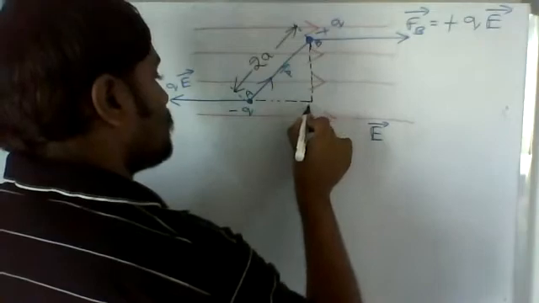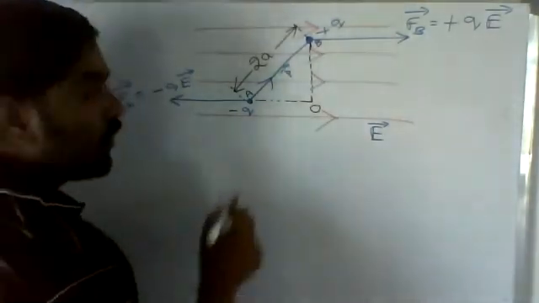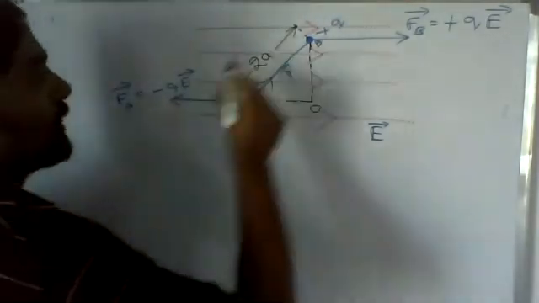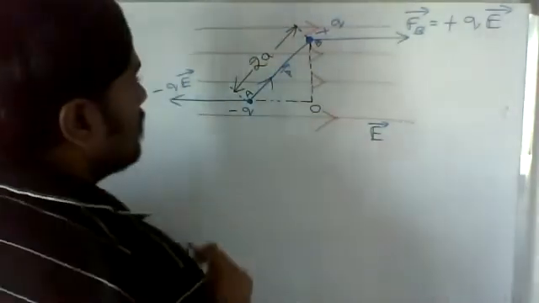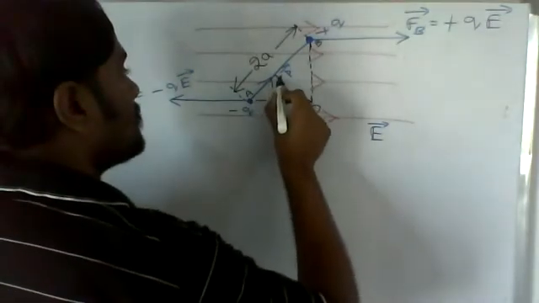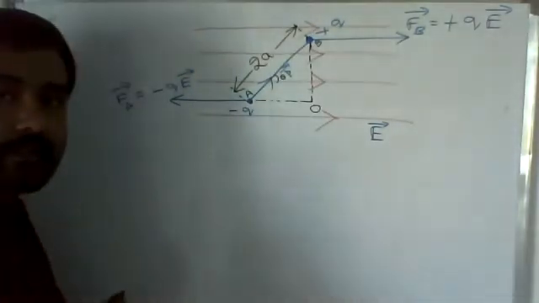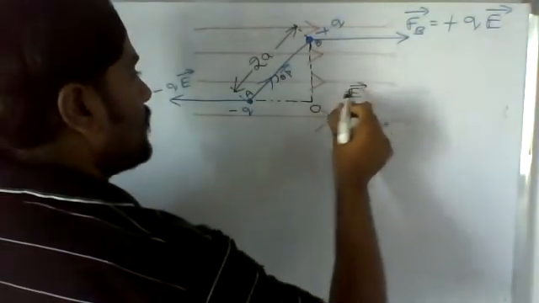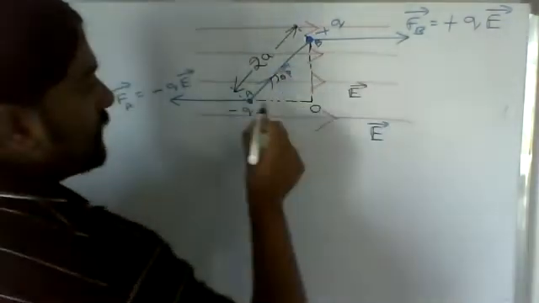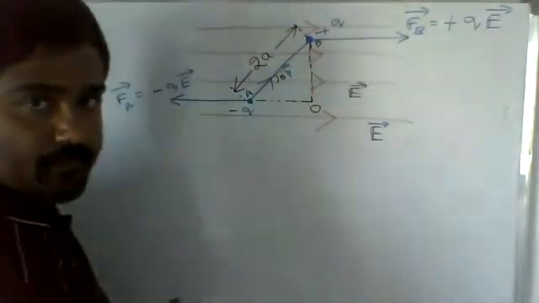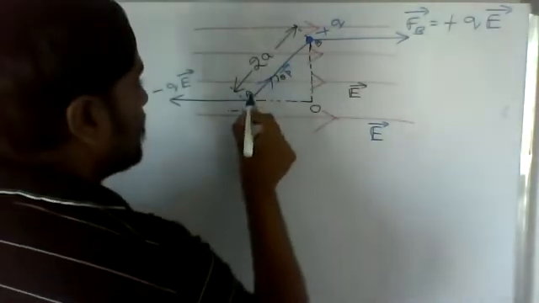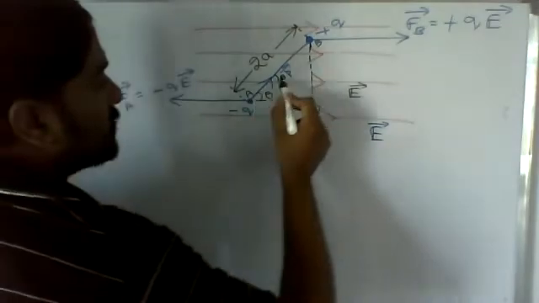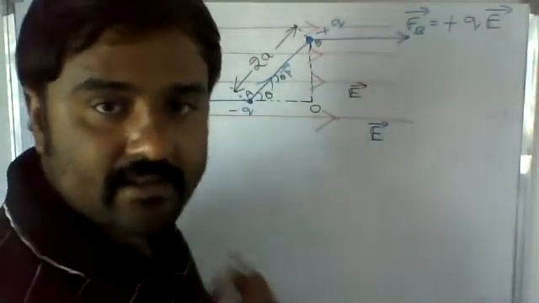Let us consider this point as O. So OB is the perpendicular distance between the FA vector and FB vector. Now consider theta. Theta is the angle made by the P vector and the E vector. If it is angle theta, whatever this is also theta, because these two are corresponding angles.